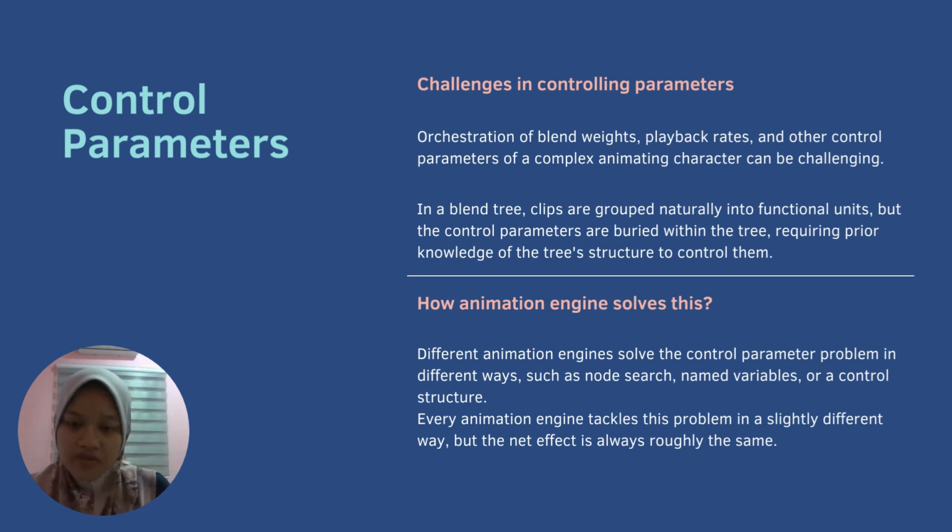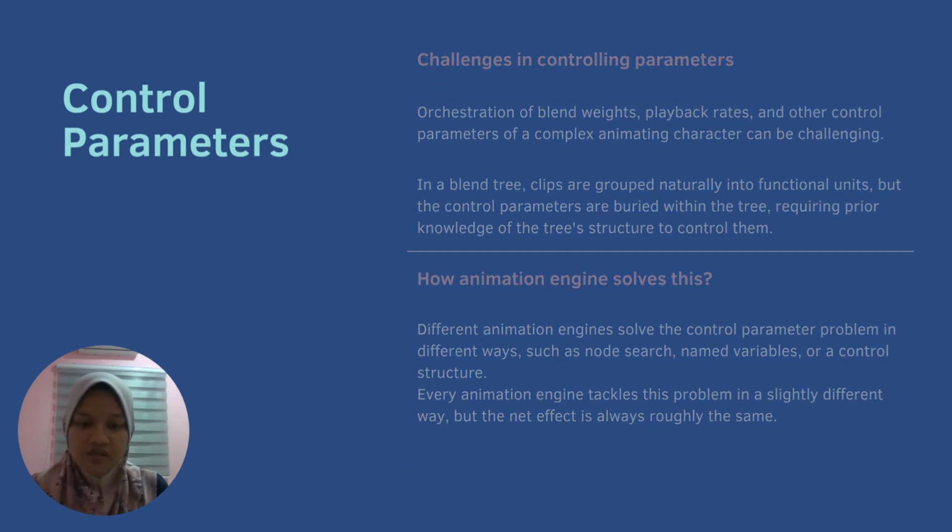For control parameters implementation, there are some challenges where sometimes the control parameters are buried within the tree, requiring prior knowledge of the tree structure to control them. But how animation engines solve this is there are different ways, such as node search, named variables, or control structure. However, every animation engine tackles this problem in a slightly different way, but the net effect is roughly the same.